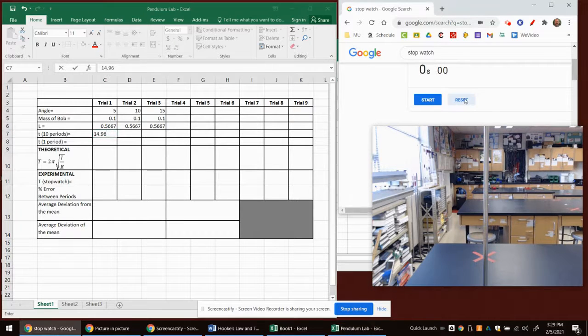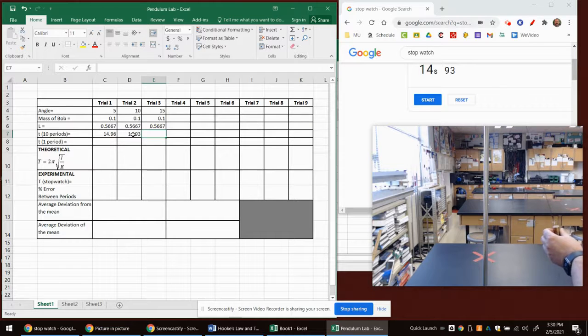Again, I'm going to hit start on this when it hits one of the sides. 1, 2, 3, 4, 5, 6, 7, 8, 9, 10. Wow, look at that. 3 thousandths off. I'm not sure that the angle's having much effect. Remember, your finger carries with it 2 tenths of a second of error for starting and stopping.